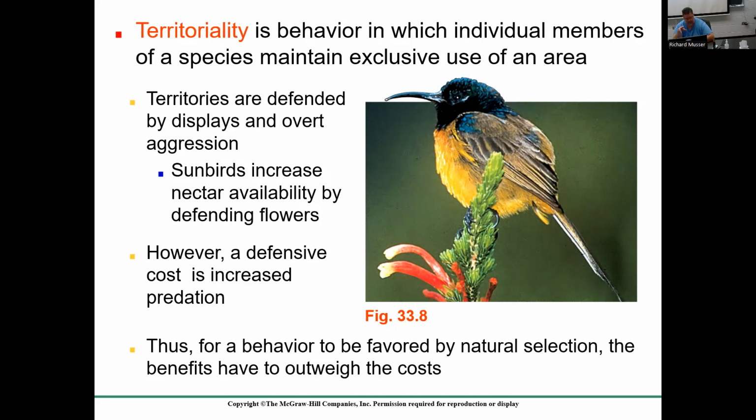So territoriality is an example of this. Some birds increase their nectar availability by defending their particular flowers. They're not going to allow other individuals of the same species to come in and take their nectar source. And then this male bird is probably going to have a female that wants that nectar source too, and he's more likely to have a higher mating probability. Their offspring are going to have a higher probability of survival. So there's a reason for this territoriality, and thus the behavior of guarding this nectar source is favored by natural selection because it increases the fitness of their offspring.